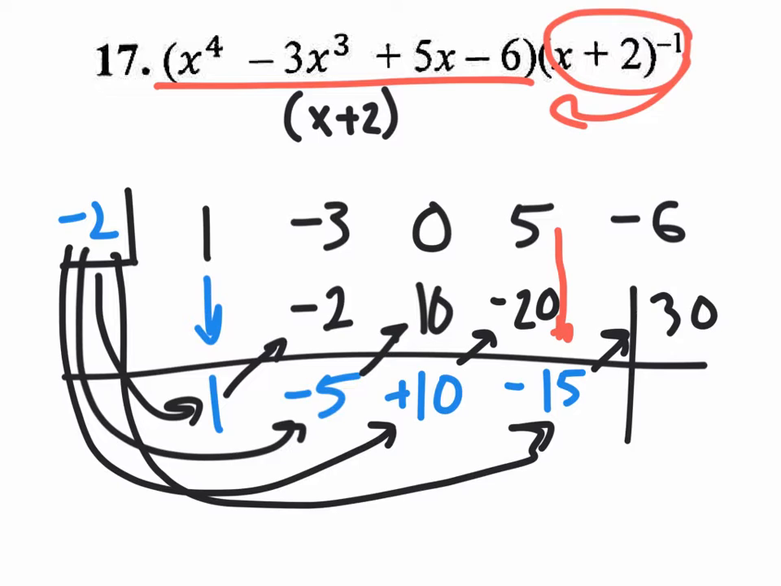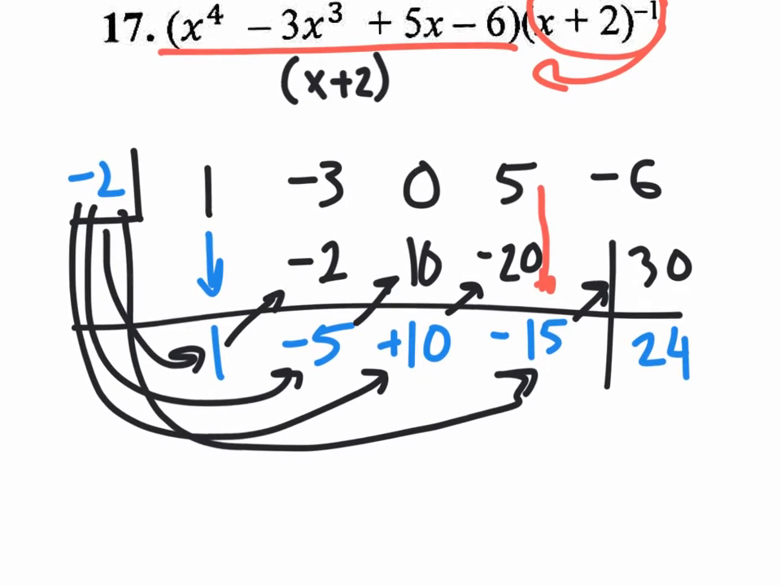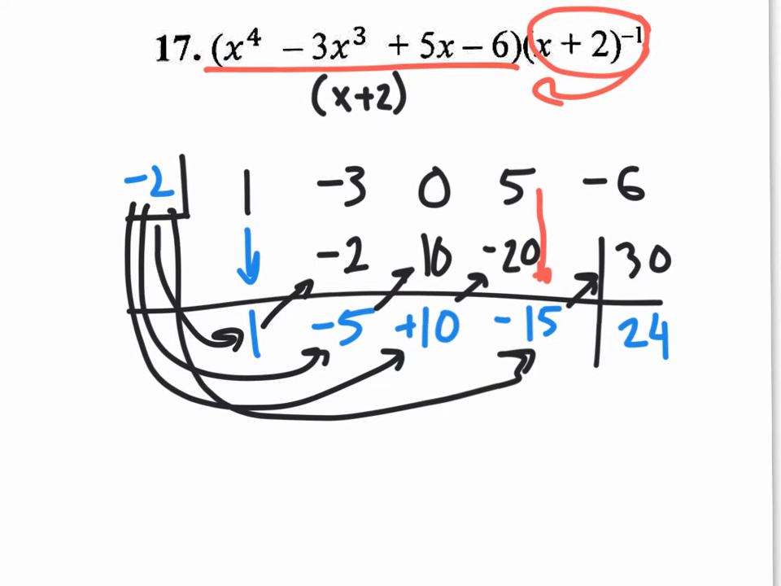Remember, what's negative 6 plus 30? 24. Now notice that I put this line right here to separate the remainder from the rest. This is my answer, and then I'm going to have to make a fraction with the 24 as a numerator. Okay? So let's go back and write our answer here. Now this would take a really long time with long division.